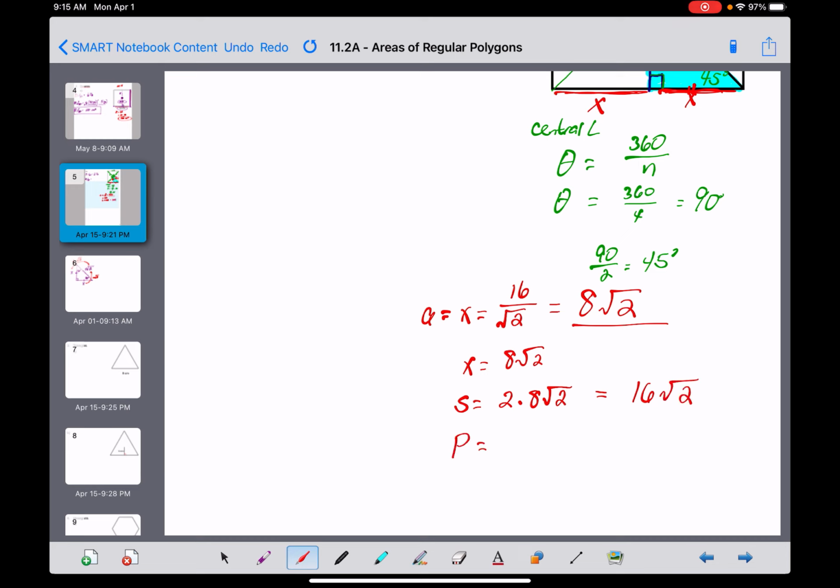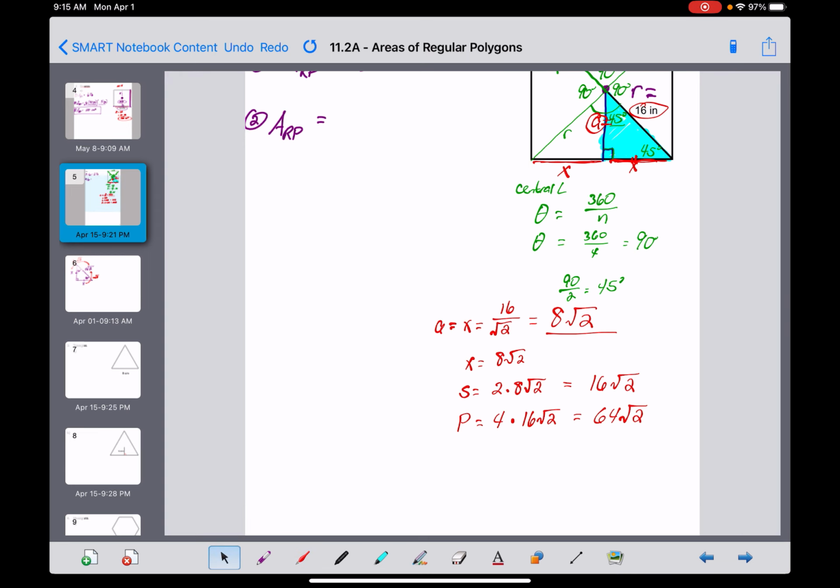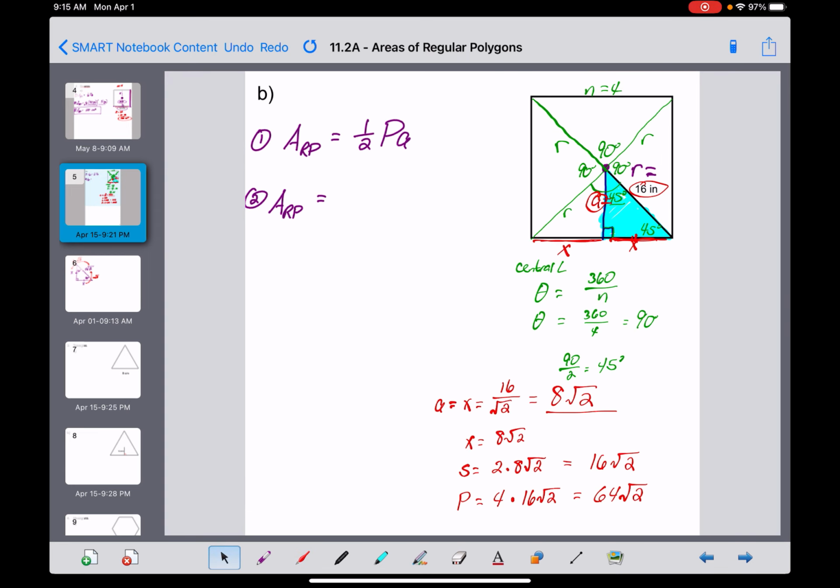The perimeter, then, we've got 4 sides here, and we multiply that by the length of each side, which is 16 root 2, and that's going to get us 64 times the square root of 2 for the perimeter of the entire figure. And I think that should be everything we need here, guys. So back up to step 2, filling in what we know. The area of our regular polygon is 1/2. Our perimeter, we just found right here, is 64 times the square root of 2, and the apothem, which we found way back when here, is 8 root 2.